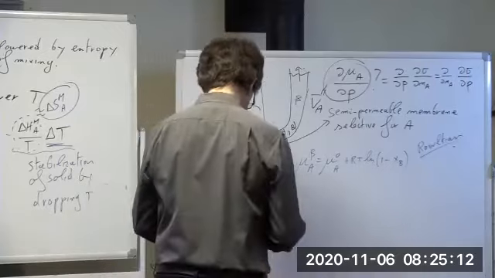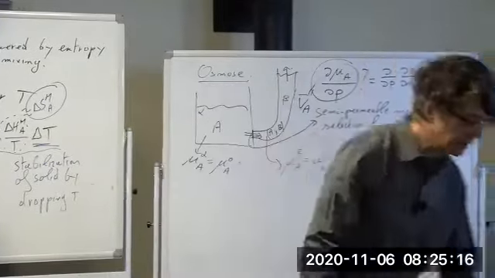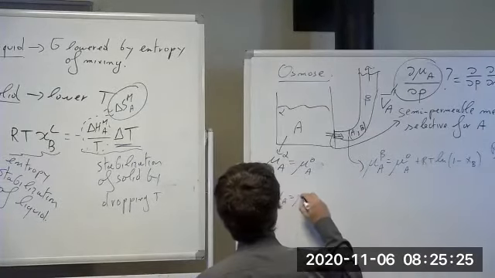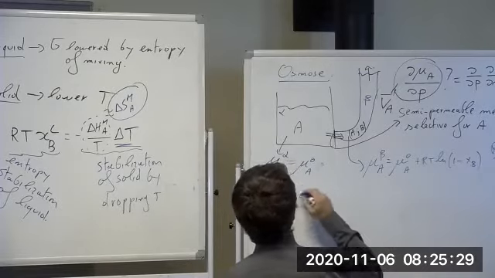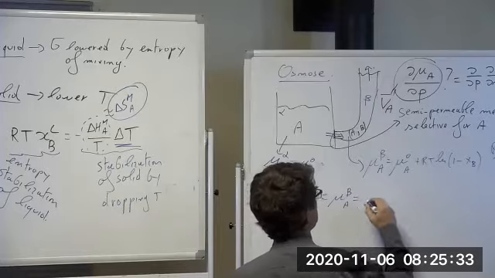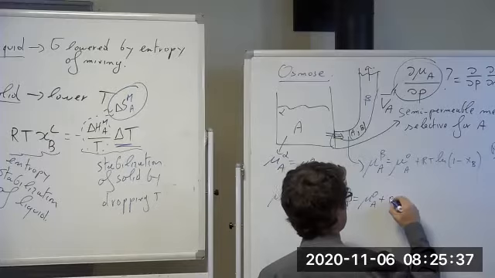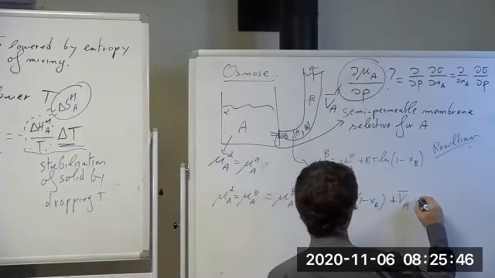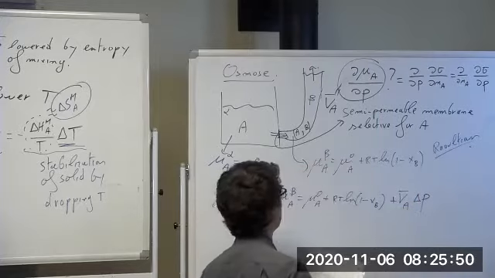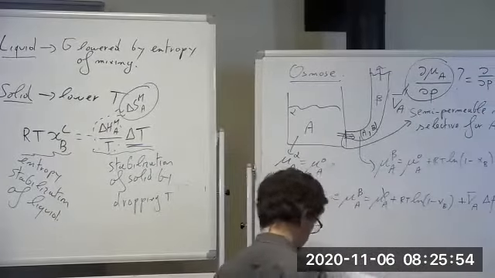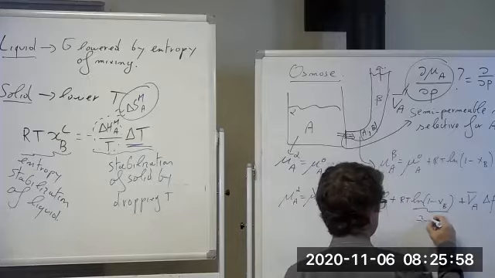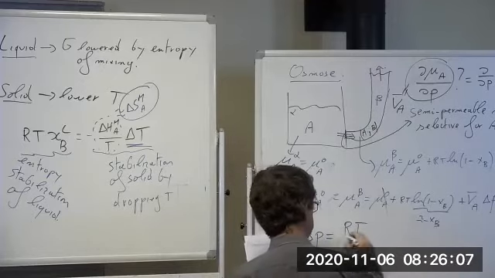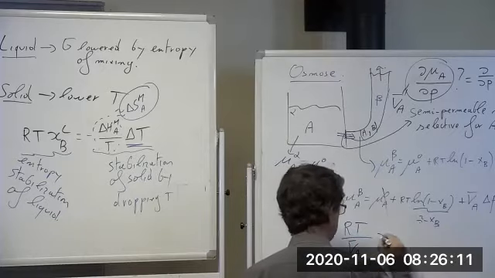Okay, so let's do this. If a pressure gets applied to the right-hand side, then mu A, which is equal to mu A naught, has to equal mu A beta, which is equal to mu A naught plus RT log (1 minus XB), and I apply pressure, so plus the partial molar volume of A times some delta P. These go away. And so I'm again going to approximate this as minus XB. And so what you find is that the pressure that builds up, if you solve that, is RT divided by the partial molar volume of A times XB.